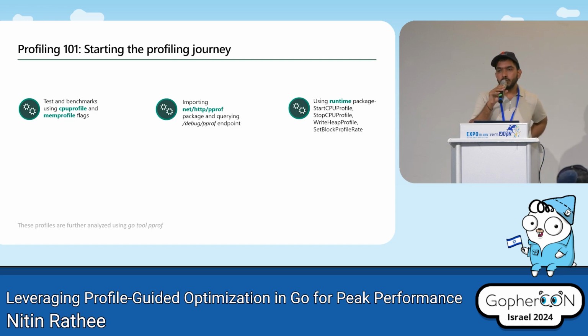Now, somebody who is new to profiling, how do they go about starting their profiling journey? They have their Go application. Let's say I have a Go application and I want to know how do I gather those profiles. So we have at a very high level 3 options which you could be using to get the profiles. The first being you could be writing your tests, you could be writing your benchmarks and then get the CPU profile or even your memory profile.